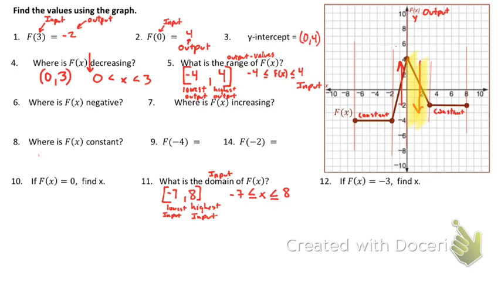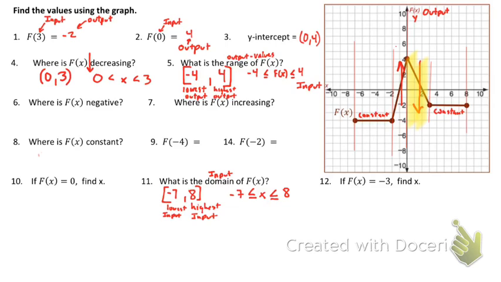And the reason I don't have brackets here, or a line underneath, is because at 0, that's when I started decreasing. I'm actually not decreasing at 0. Same thing here. I stopped decreasing at 3. So I'm not actually decreasing at 3. That's why we don't put a little line underneath here. I'm not decreasing at 0 or 3. Okay? So that is how we do decreasing. So let's jump to 7. Where is f of x increasing? So same idea.